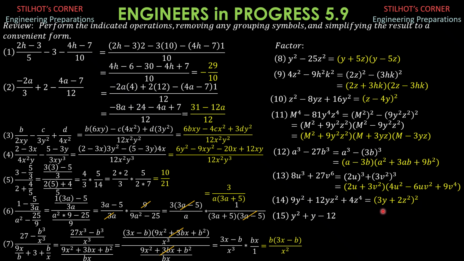So that's it. Then this one can be factored by trial and error. The factors of 12 are 4 and 3, negative 4 and 3, or 4 and negative 3. So we have y plus 4 and y minus 3 as factors. So y plus 4, y minus 3.